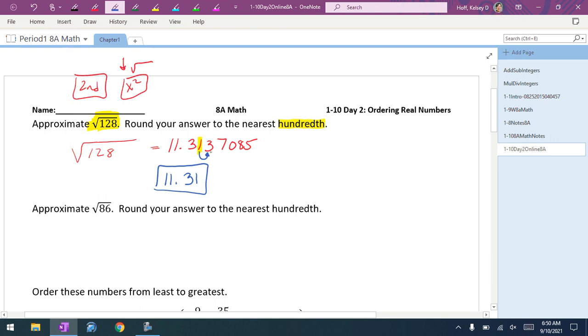What number would it have to be in order for it to round up? 5. It would have to be a 5 or higher. A 5 or higher. All right, go and do the second one, the square root of 86, all by yourself. Write it all down, round it, and let's see what you get for an answer.